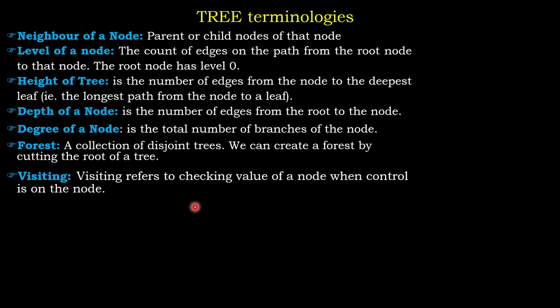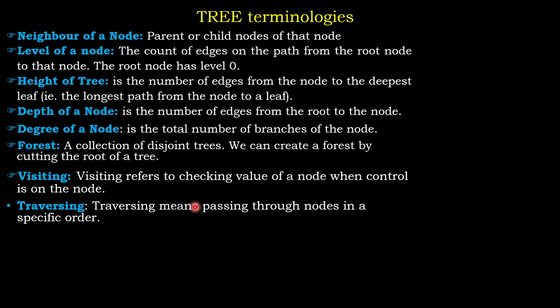So visiting means checking the nodes one after another by controlling on the nodes. And traversing, maybe we have already gone through this. Traversing means passing through one node to another in a specific order. For traversing, we have three different methods: in-order traversing, pre-order traversing, and post-order traversing. We'll discuss all these traversals next.